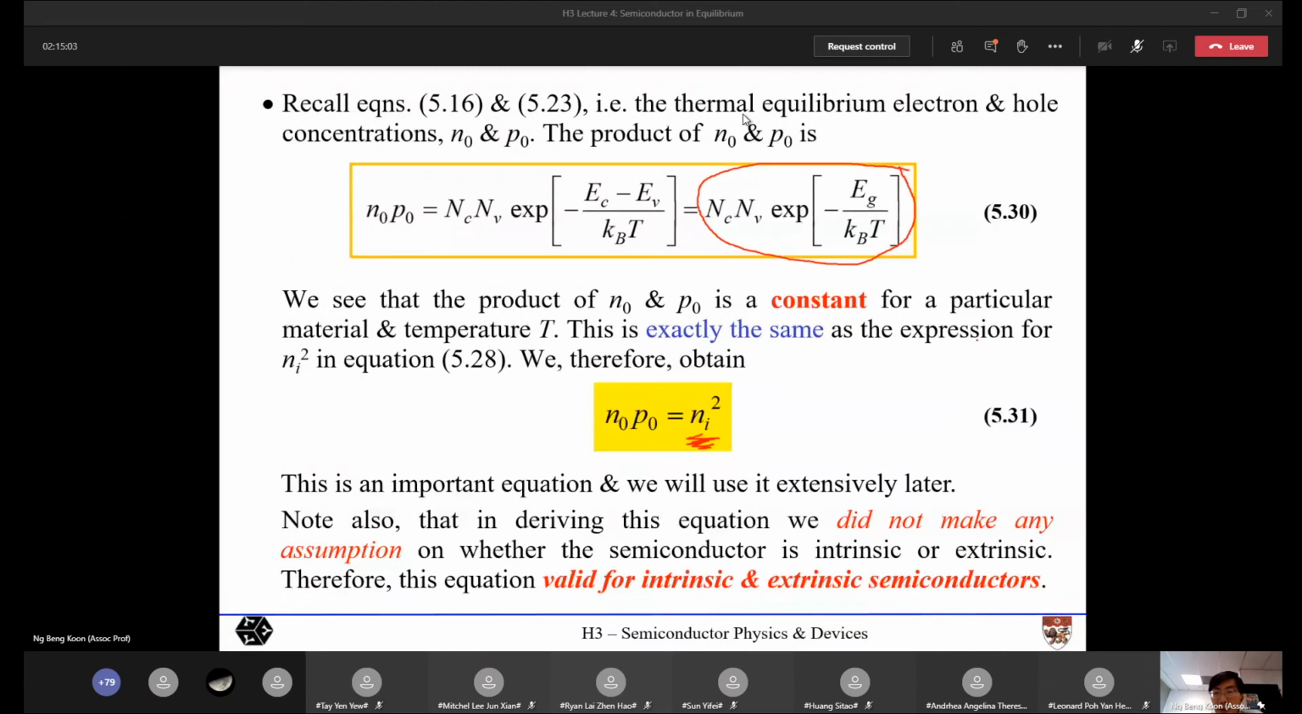Okay, so this equation here is sometimes called the mass action law. It describes the relation between electron and hole in a semiconductor. That's the mass action law. Similarly, it's valid for both intrinsic and extrinsic semiconductors because you did not make any assumption on this. So this is a very convenient expression, which later on we're going to use to calculate N0 and P0 in a general semiconductor. This is an equation that we use quite frequently.